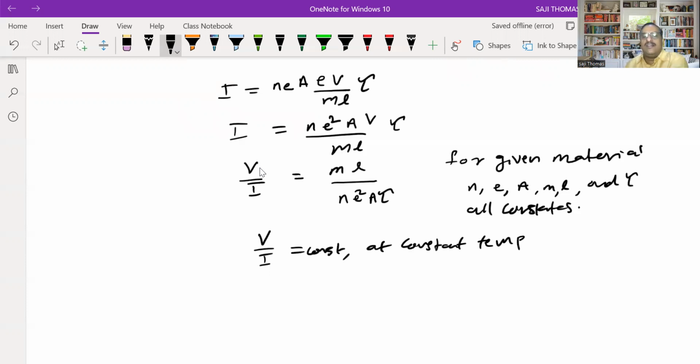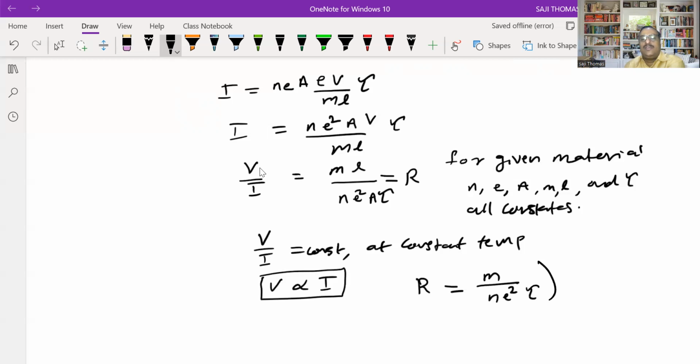This is Ohm's law. V is proportional to I. So we have deduced Ohm's law. And see the equation for resistance. The right hand side V by I is equal to resistance. So what is the resistance equation? R equals m by n e squared tau, into L divided by A.